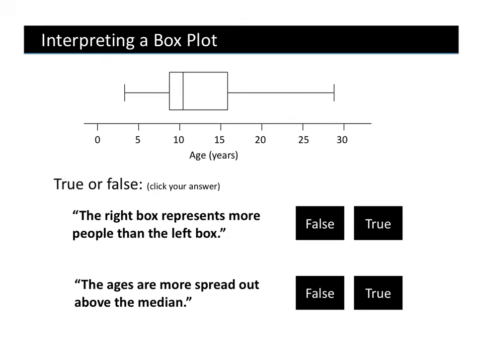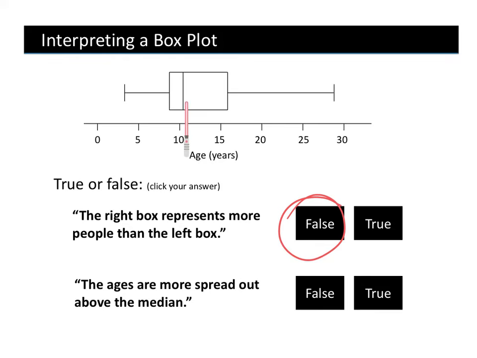Right then, so what we're going to have a look at quickly is these box plots, interpreting them. Have a look at these statements. Are they true or false? Okay, so interpreting box plots, we know that even though this right box is bigger than this left box, it does not represent more people because we know it represents 25%. So this is false.